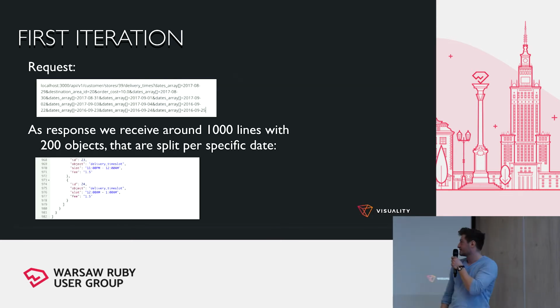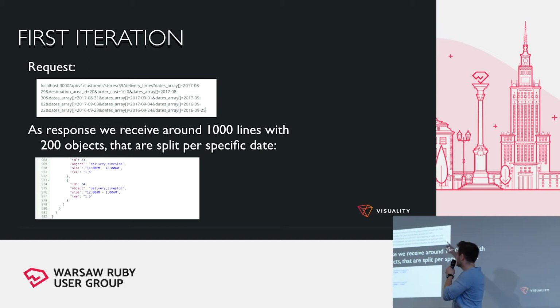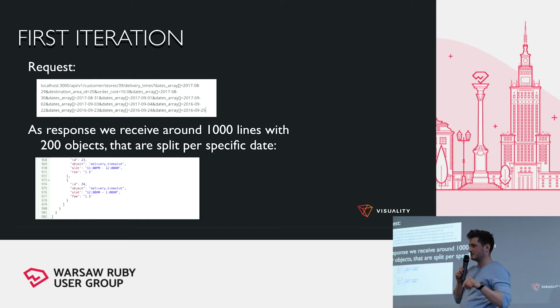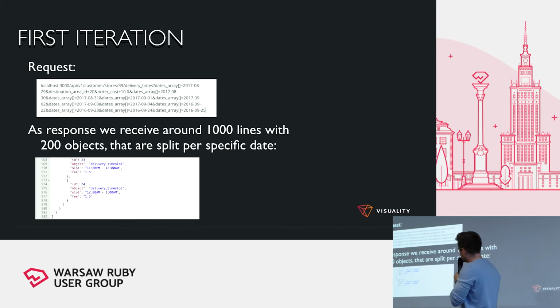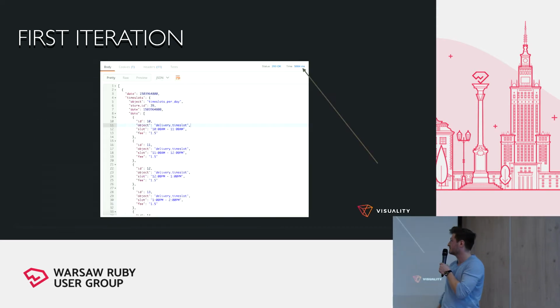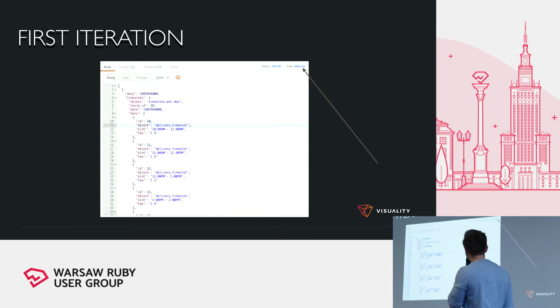So the first iteration looked like that: we had a request. The most important data is the date for which we want to collect the time slots that are available to make an order. And in the response, for around 10 or 11 dates, we had about 200 objects.